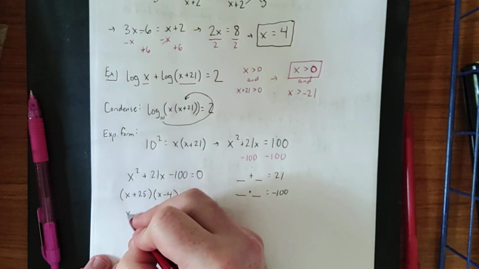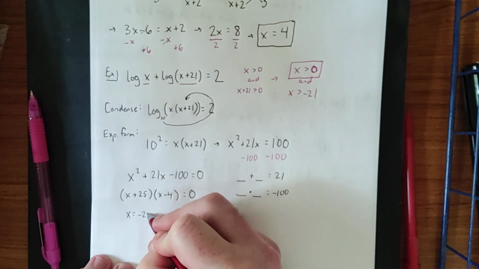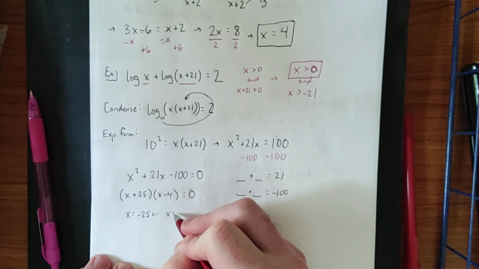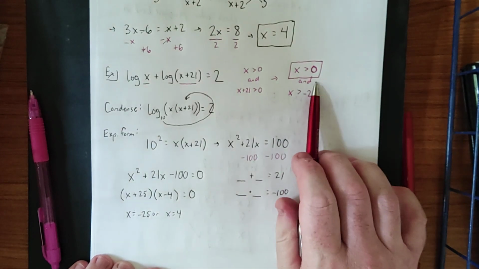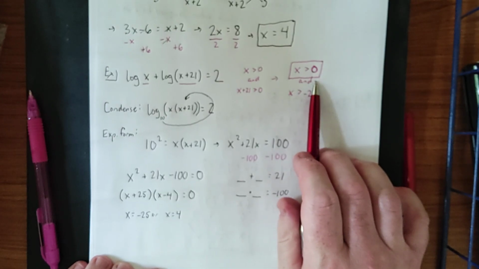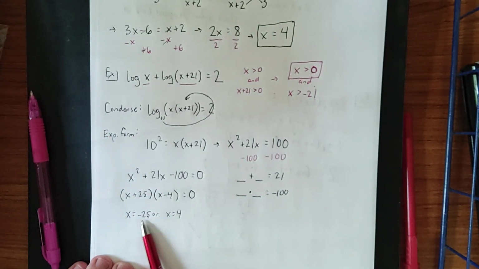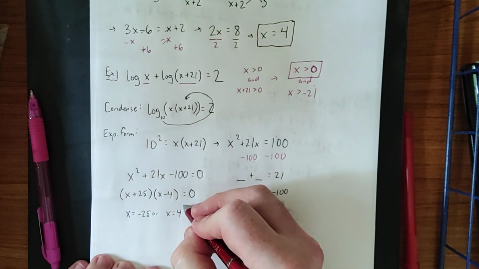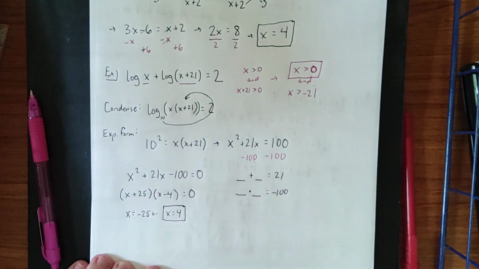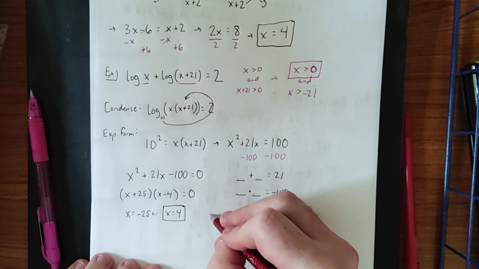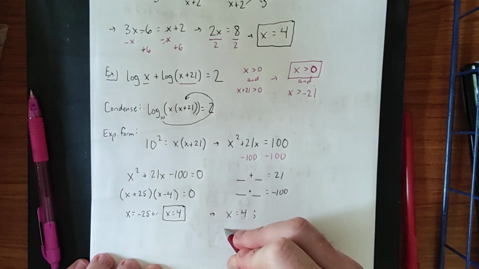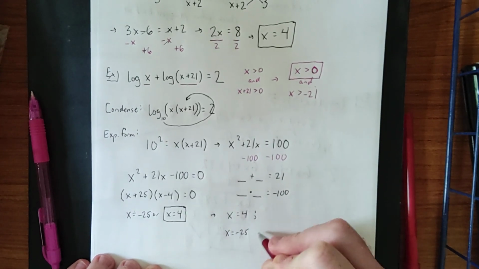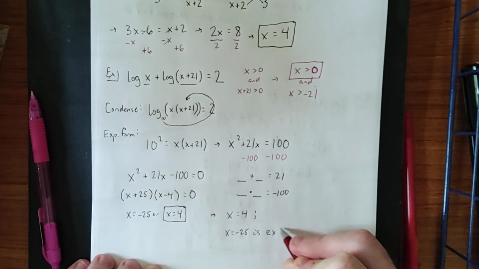Therefore, the two answers that we come up with when we set each of these equal to 0 are x equals negative 25 or x is equal to positive 4. But then we need to go back to our original domain and say any final answer that we have has to be greater than 0, has to be a positive number. So of the two answers that we came up with, only x equals 4 qualifies as the correct final answer. So if I wanted to state this as classy as possible, I could say x equals positive 4; x equals negative 25 is extraneous.